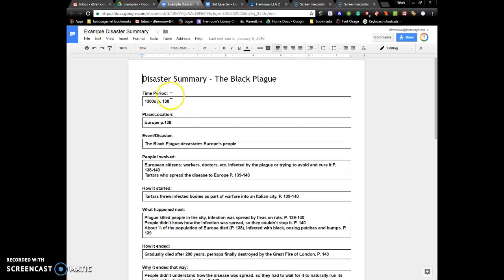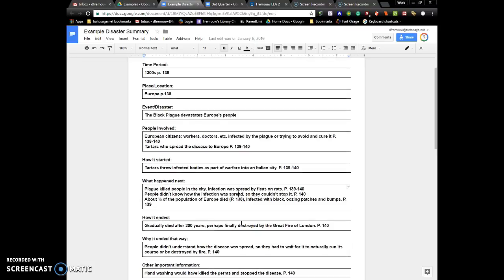So what I've done here on your example is find the time period, which was the 1300s, and made note of the page number. This will be important later on when you make your in-text citation. Same thing with the place, the title of the disaster, who was involved, how it started, what events happened, how it ended, and why it ended that way.